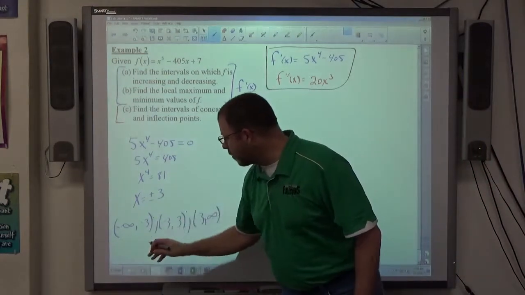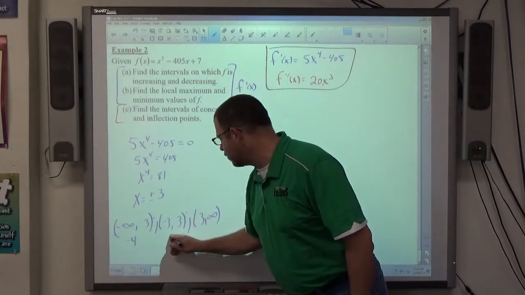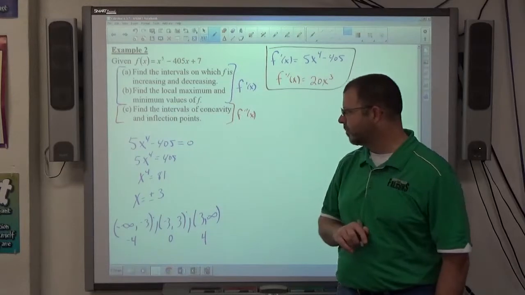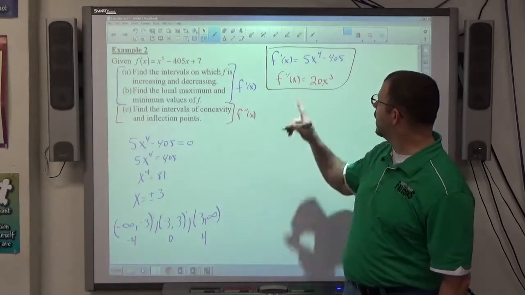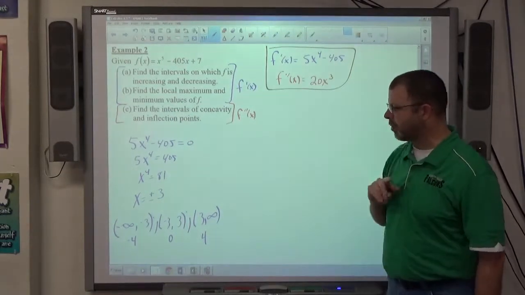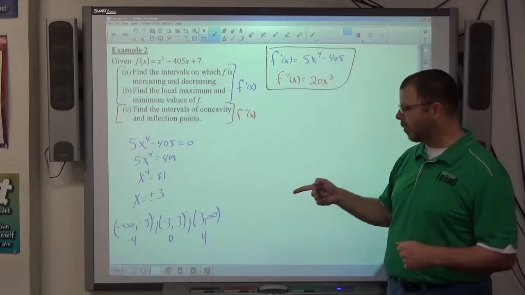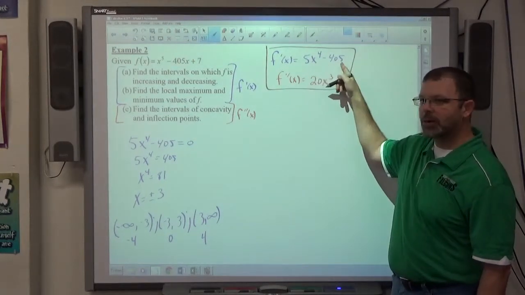Okay, again, I want to pick numbers on the interval, so negative 4, 0, and 4 look good to me. And what I want to do is evaluate f prime of x at these numbers to see if it's positive or negative. Let's start with 0 because it's easy. 0 minus 405 is negative, right?